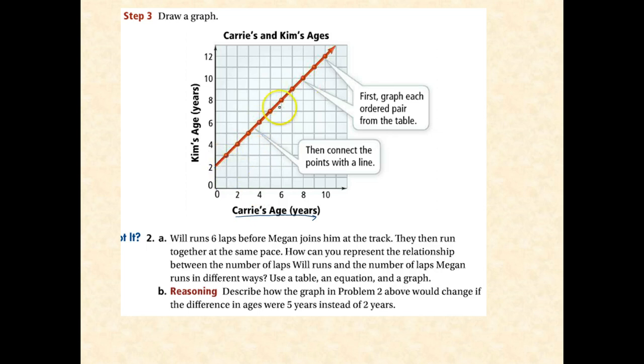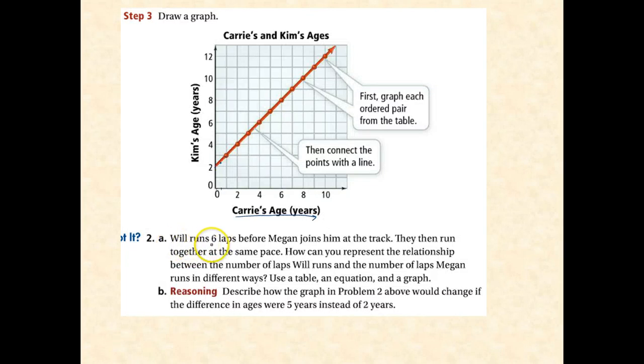So we're going to plot a bunch of them points and then draw a line through them. Because is it possible for her to be 6 months old? Yeah. And then Kim would be 2 years and 6 months old. Okay. See if you can figure out number 2.